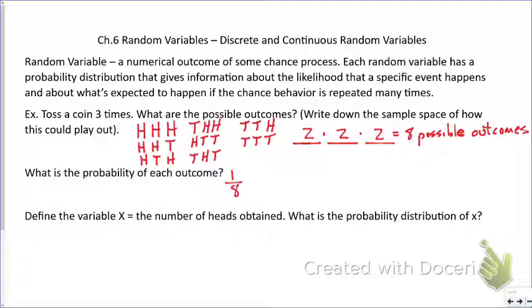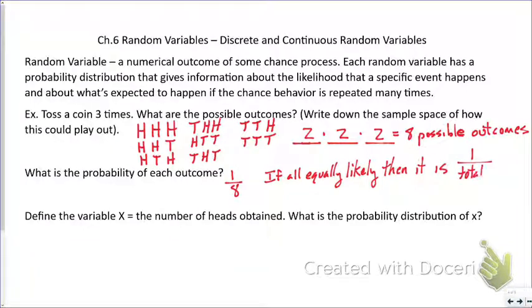One way to do this is, we have 8 outcomes up there, and if I'm tossing a fair coin, then any of the 8 have an equal chance. So if all equally likely, then it is 1 over total possible outcomes.